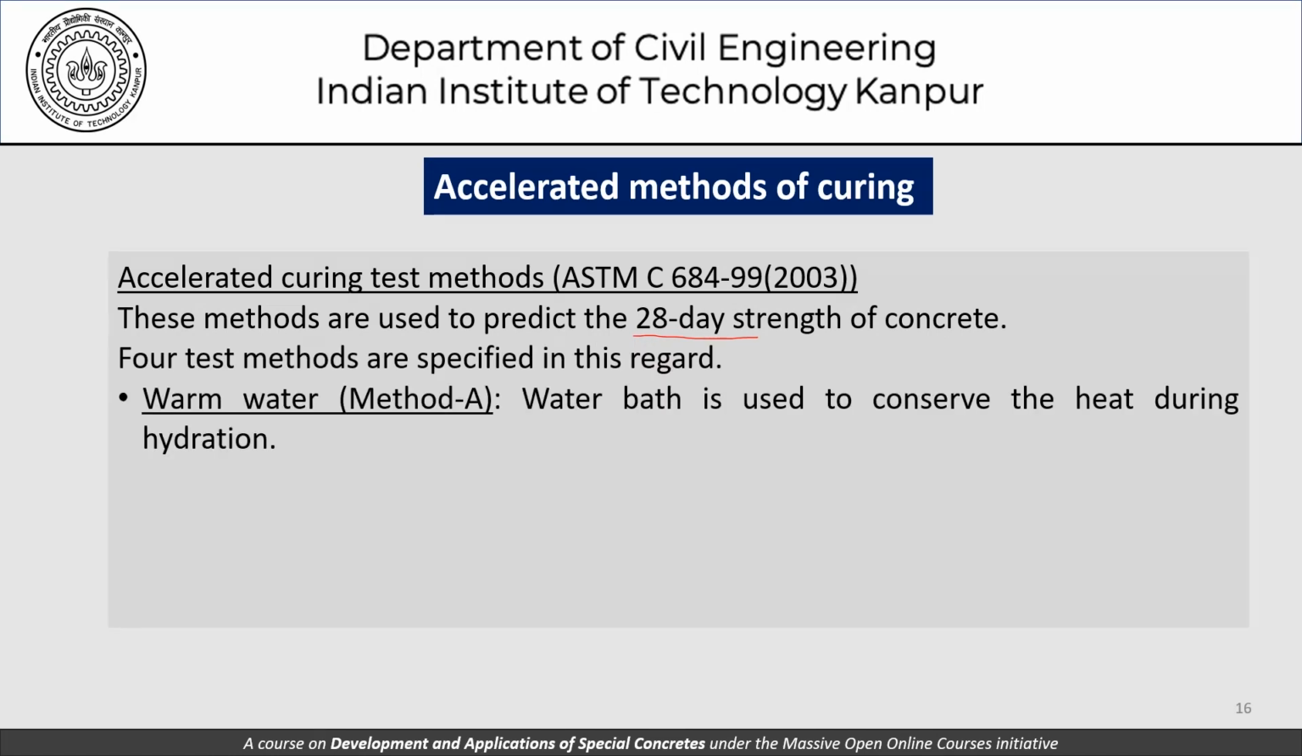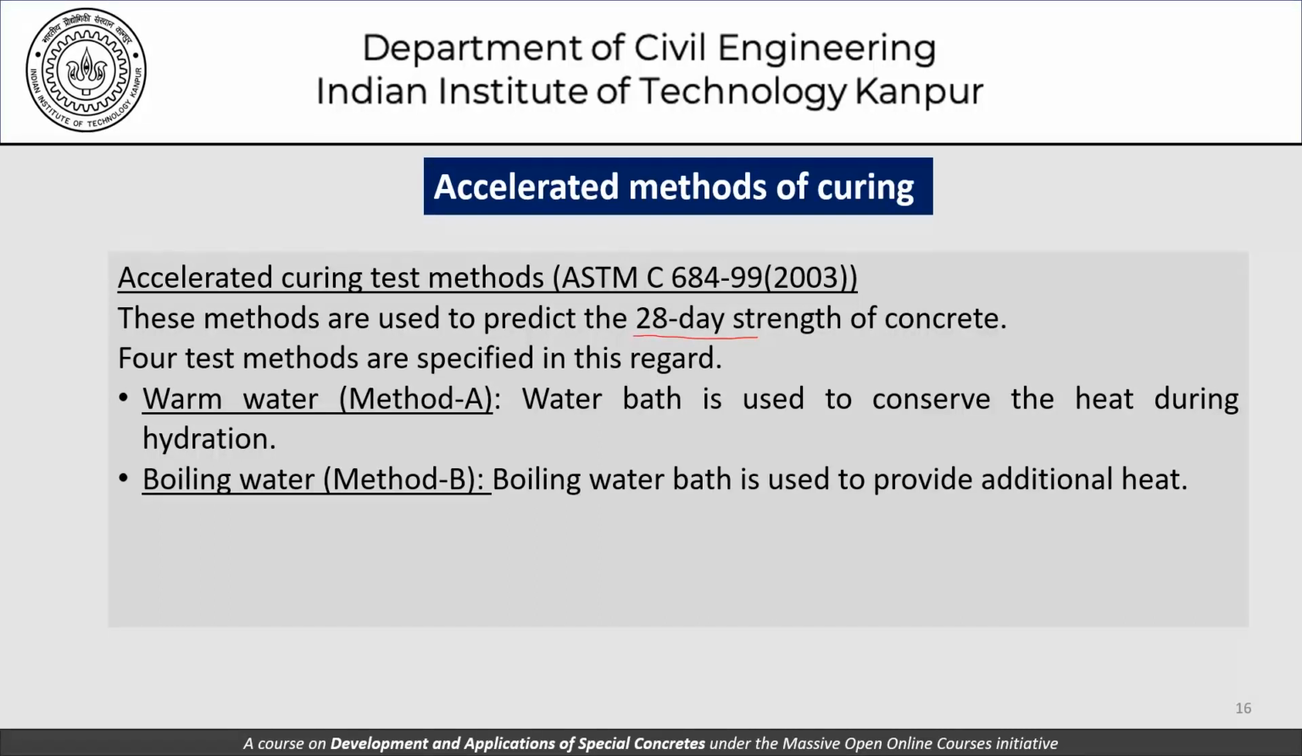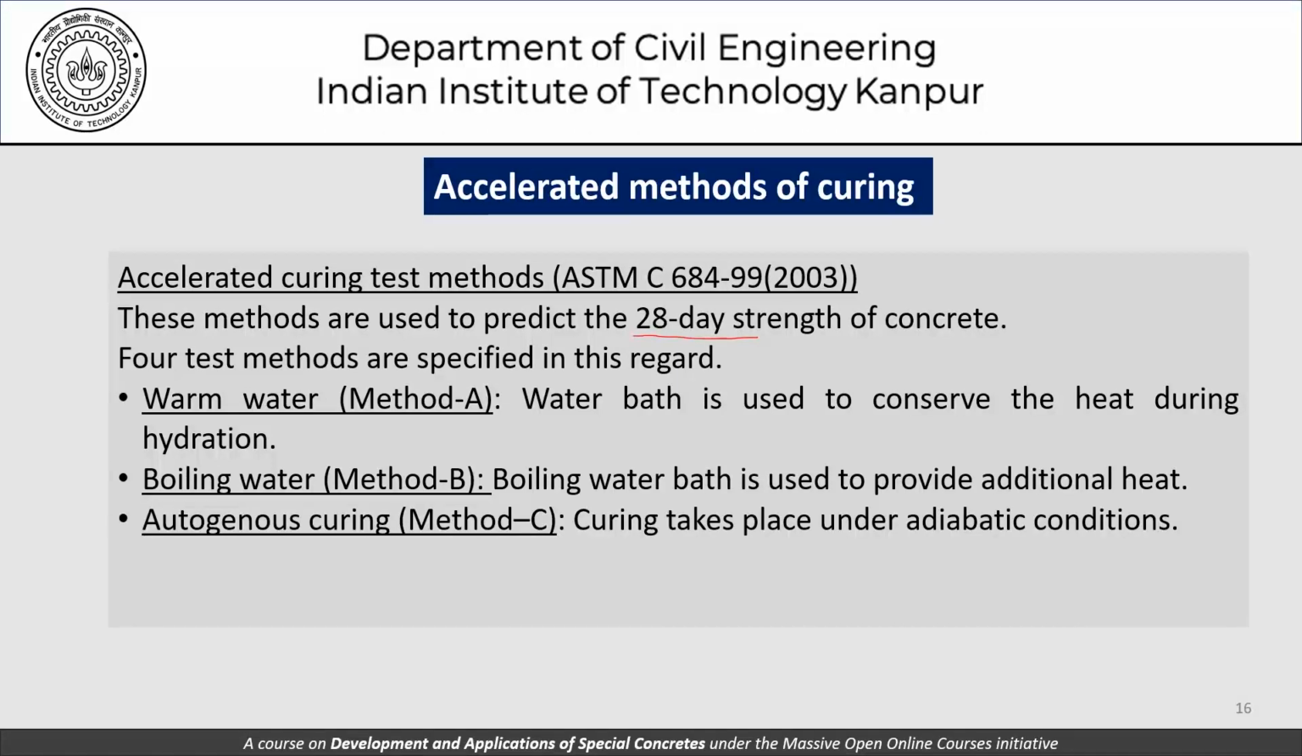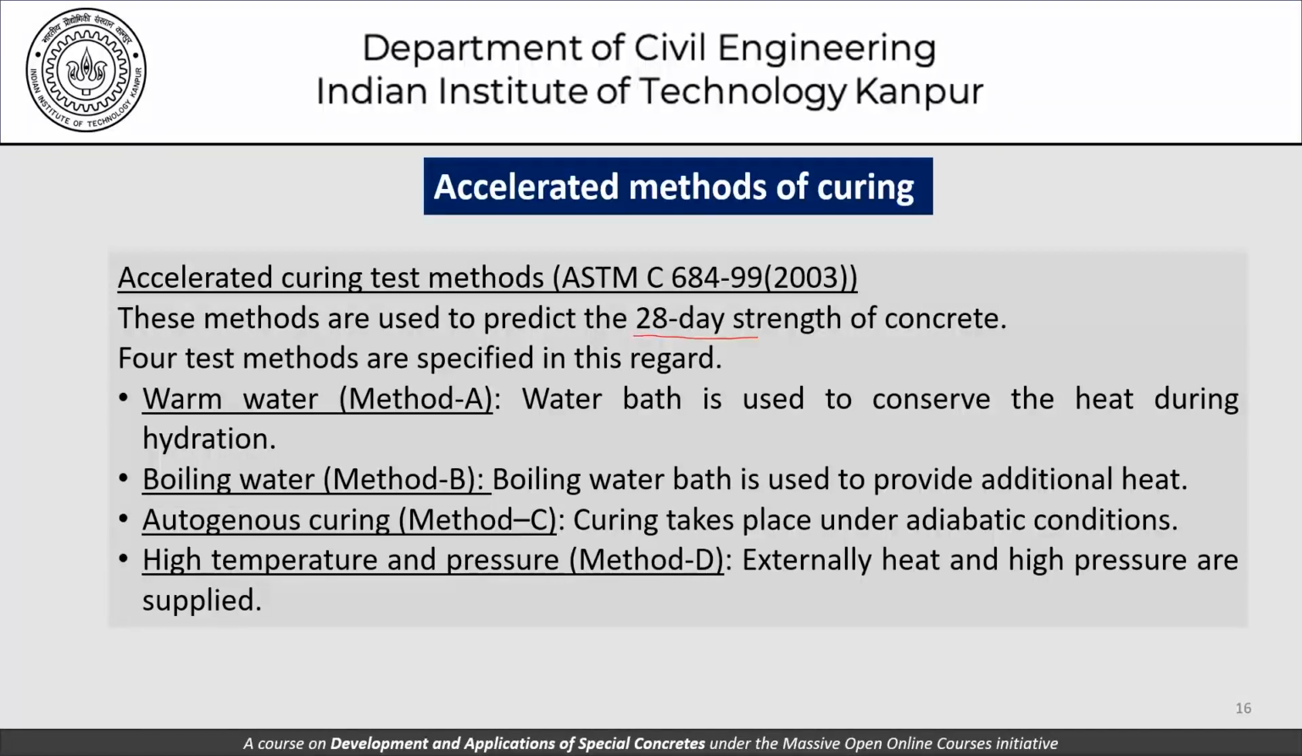Warm water method: a water bath is used to conserve the heat during hydration. In the boiling water method, a boiling water bath is used to provide additional heat. An autogenous curing method is one where curing takes place under adiabatic conditions, and a higher temperature and pressure method, which is Method B, where external heat and high pressure is supplied. So this is something closer to the autoclaving that we are talking about. So these methods have been standardized in ASTM C684 and are used for predicting the 28-day strength.